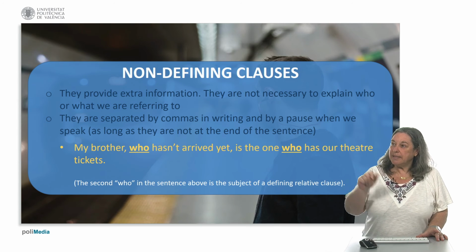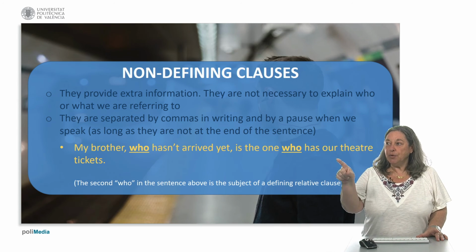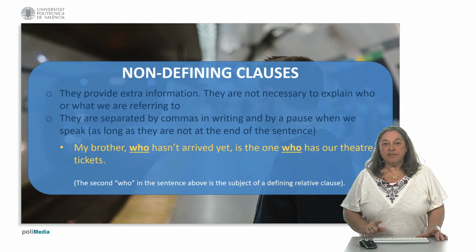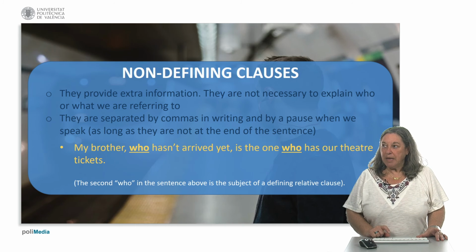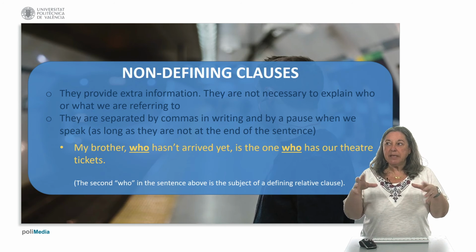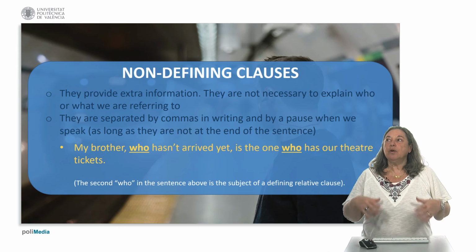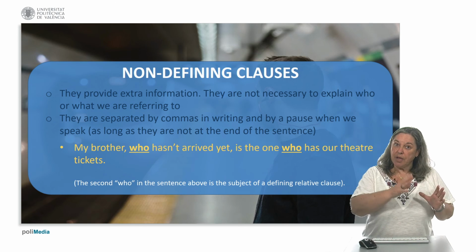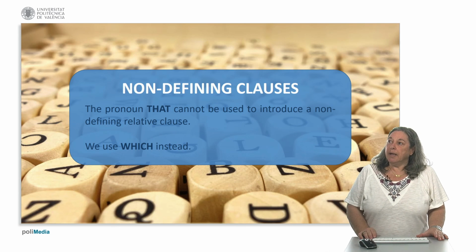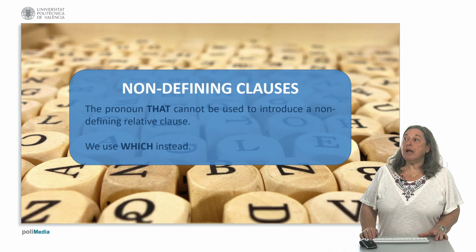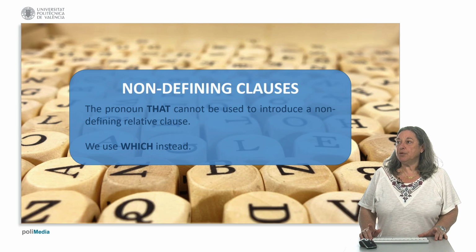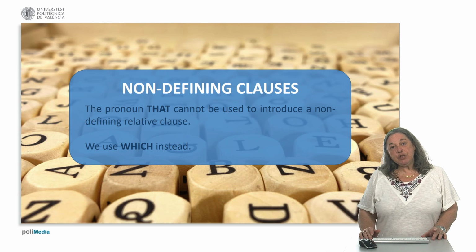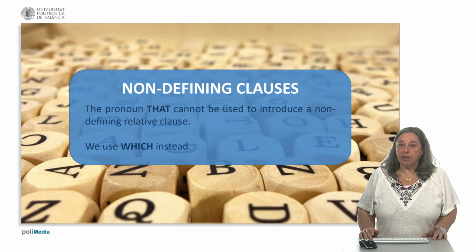Okay, now here in this sentence, as you can see there, the second who in the sentence above is the subject of a defining relative clause. Okay, and the information in between the two commas is the extra information which is called a non-defining clause. It doesn't define the person or the thing we're talking about. The pronoun that cannot be used to introduce a non-defining relative clause. Okay? We have to use the pronoun which instead.